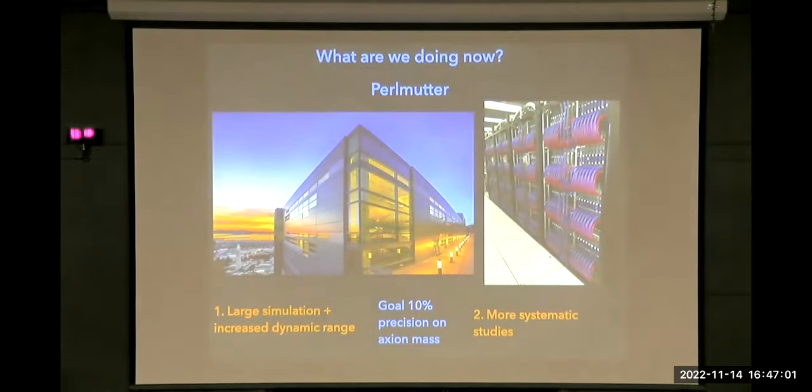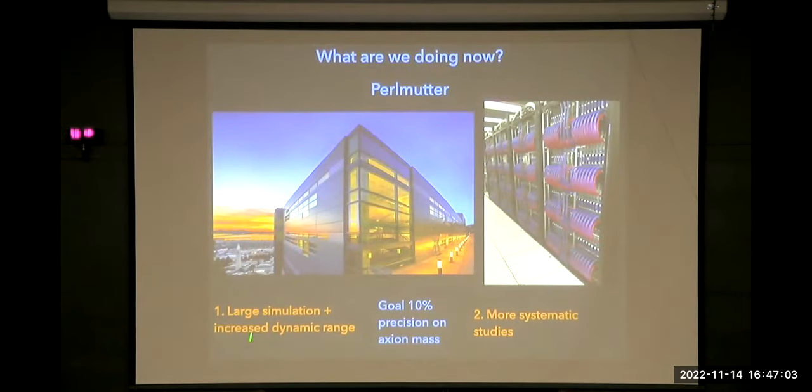So what are we doing now? We are running bigger simulations with increased dynamic range, better algorithms, doing more systematic studies with the goal of predicting the axion mass at 10% precision. Because at that level, it's a very concrete prediction that we can give to experimentalists who can rule out or confirm that this theory is actually realized in nature.